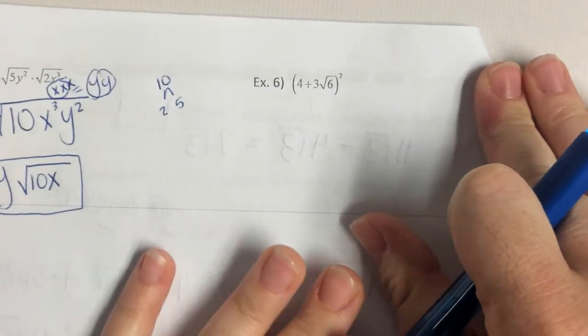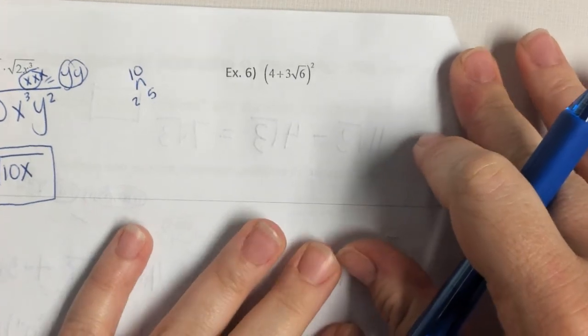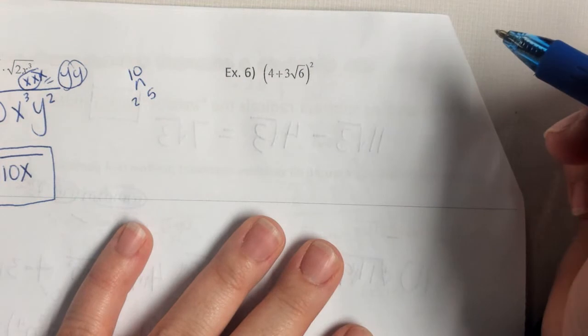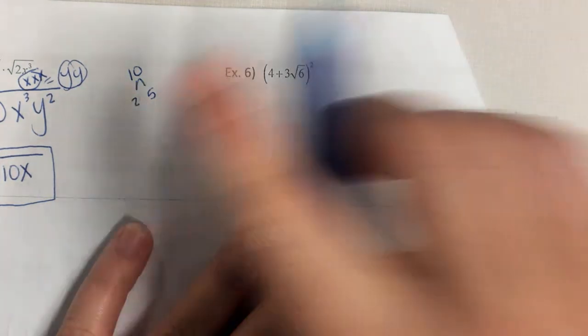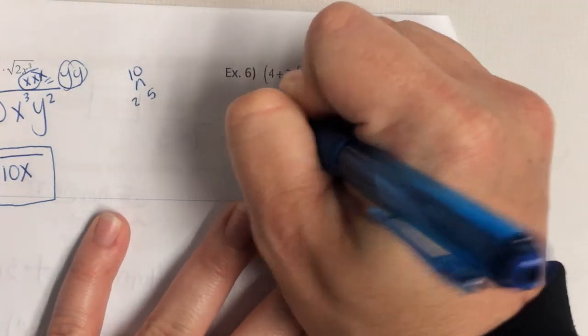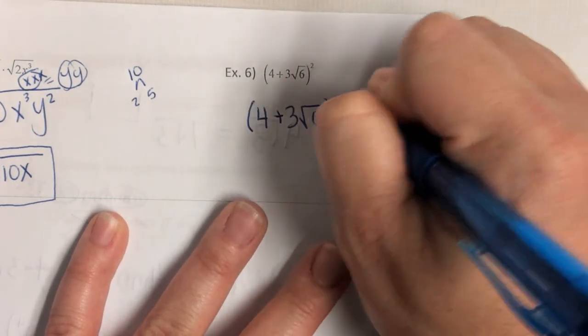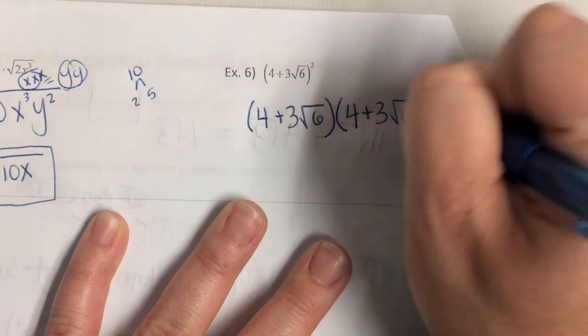Okay, look at number 6. What does squared mean? I don't just square the insides. I can't do that. That would be great, but we can't. It means I have to multiply it by itself. So I get 4 plus 3 root 6 times 4 plus 3 root 6.